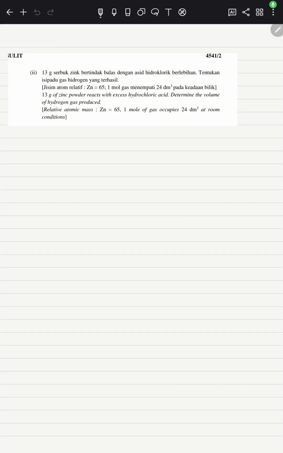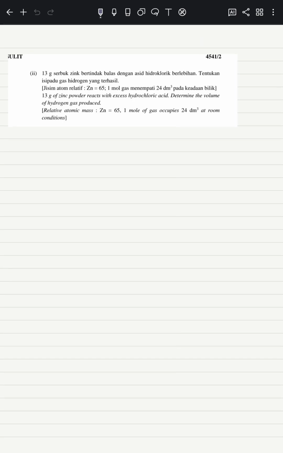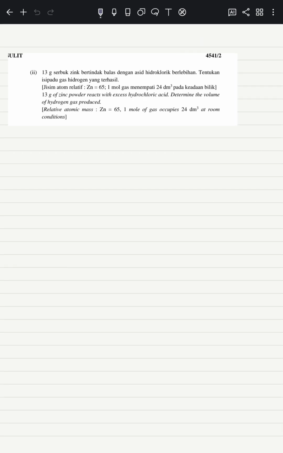Hi everyone. So for this video I'm going to post on how to do calculation questions for the chemistry SPM paper. This is an example question that I extracted from your 2025 trial SPM questions. So let's get started. 13 gram of zinc powder reacts with excess hydrochloric acid. Determine the volume of hydrogen gas produced.